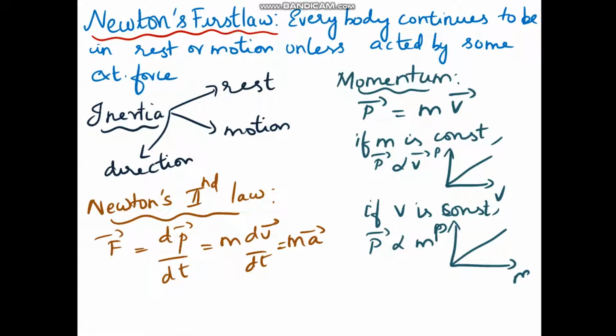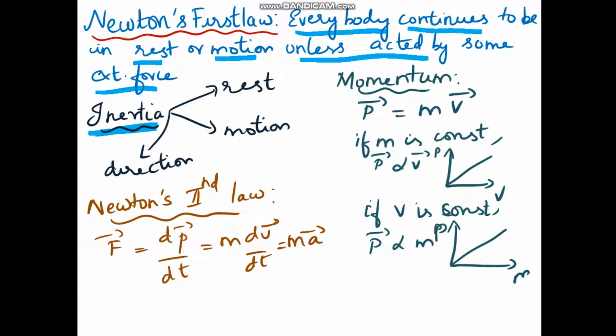Newton's first law states that every body continues to be in rest or motion unless acted upon by some external force. That is, if a car is moving, it will be in motion until another force acts on it to stop it. Or if the car is at rest, it will remain at rest until some other force acts on it to move it. This is what Newton's first law states, and it gives the concept of the law of inertia.